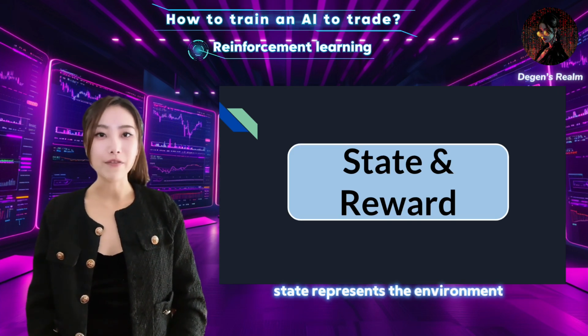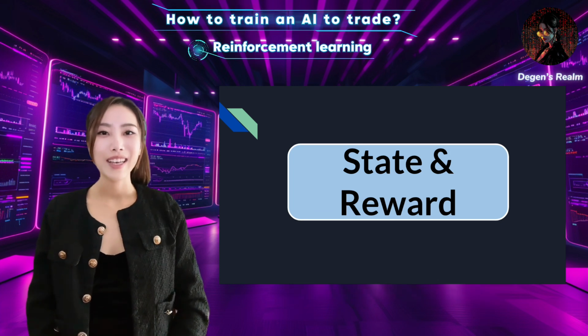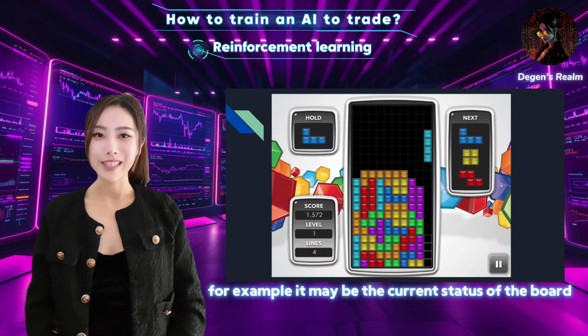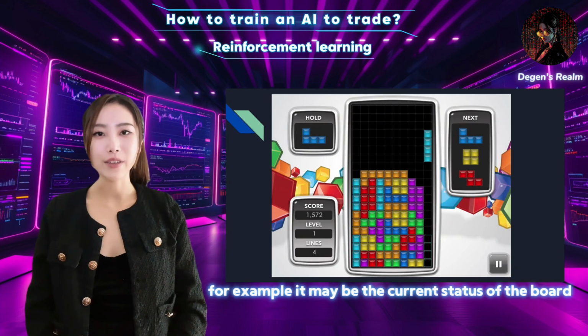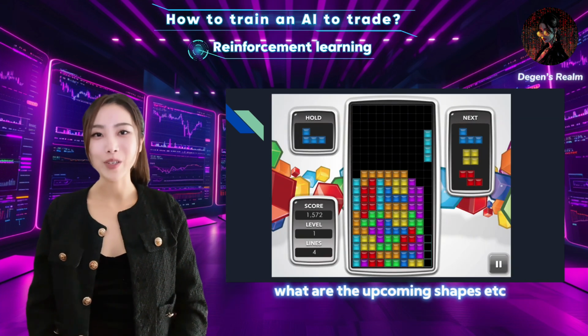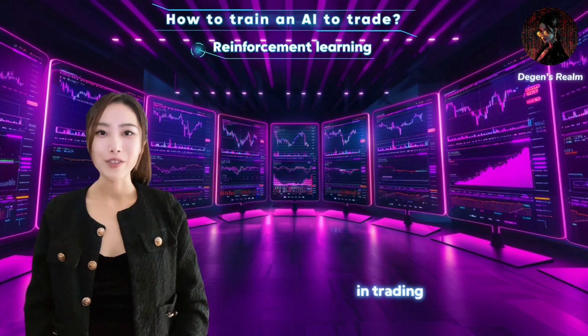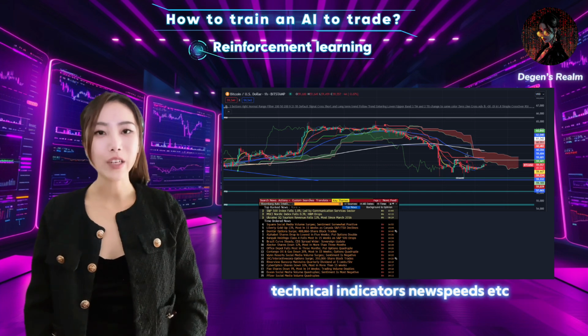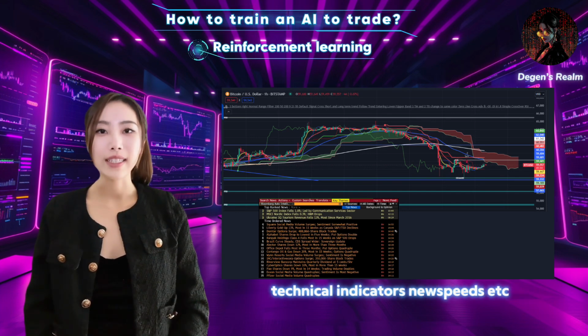Depending on the agent going long or short, the agent's portfolio performance and profit will be derived from the market. State represents the environment at a certain point of time. It contains all the relevant information the agent needs to make decisions. For example, it may be the current status of the board, what the upcoming shapes are, etc. In trading, the state is the current and all historical prices, technical indicators, news feeds, etc.